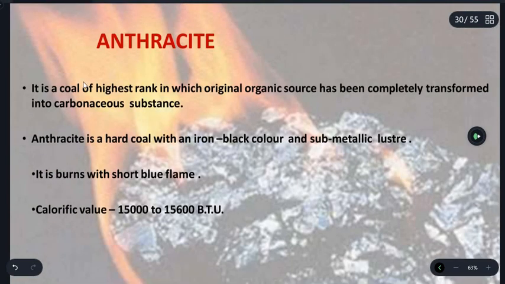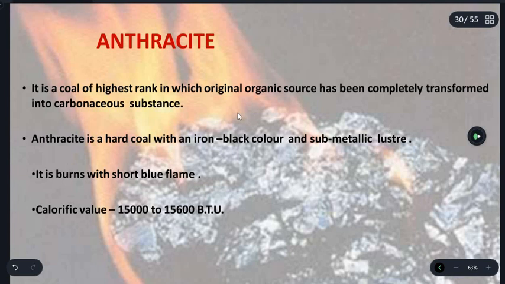Deposit. Okay, anthracite, this is the high quality coal. The rank is high, the quality is high, right? Fixed carbon ratio will be so high, in which the originally organic source has been completely transformed into carbonaceous substance. Anthracite is hard coal with an iron black color and soft metallic luster. It will show the soft metallic luster.